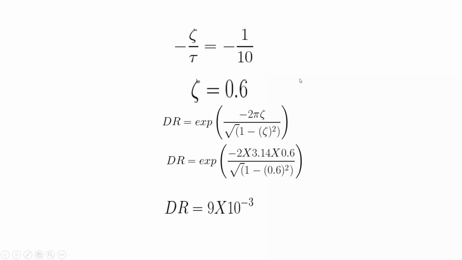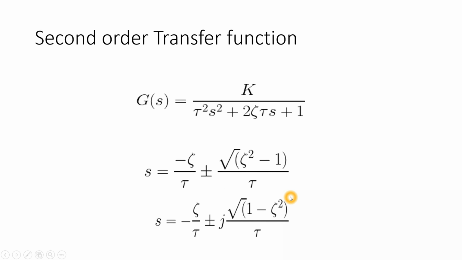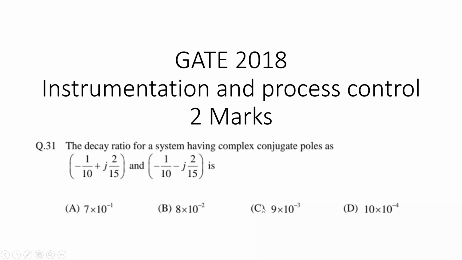I have already told you that we always calculate decay ratio and overshoot for an underdamped system, not for overdamped or critically damped systems. Decay ratio is equal to exponential of minus 2 pi zeta upon under root 1 minus zeta square. So minus 2 into 3.14 into 0.6, I will put all values. Decay ratio will be 9 into 10 to the power minus 3. From the options, option C is correct.